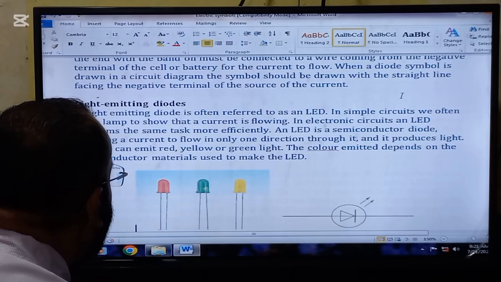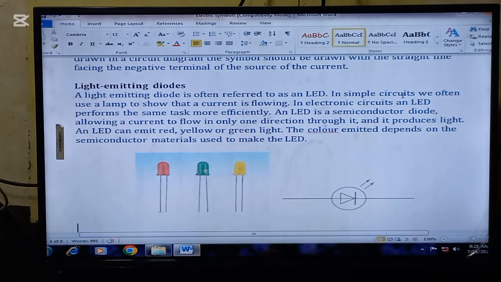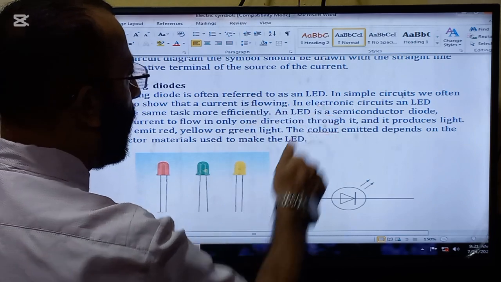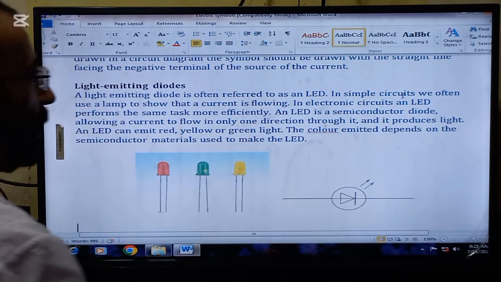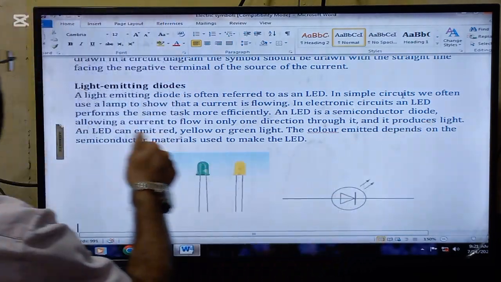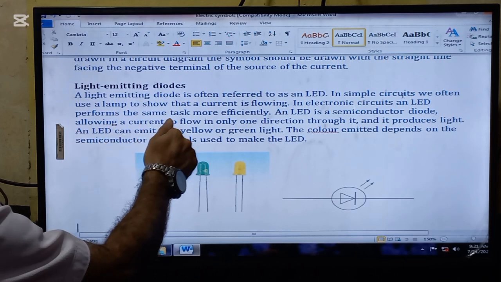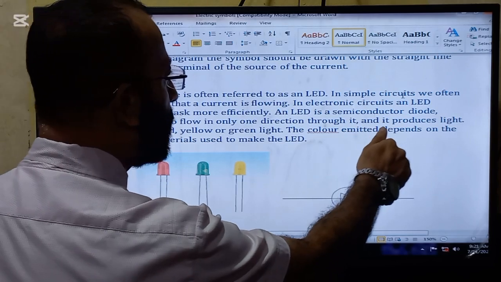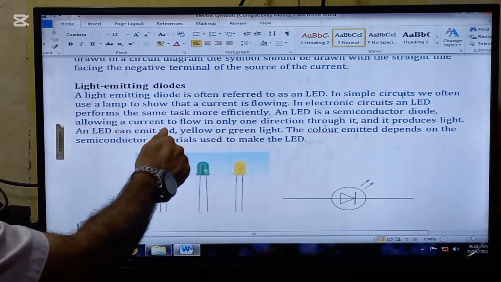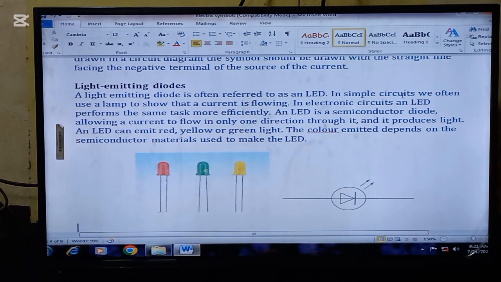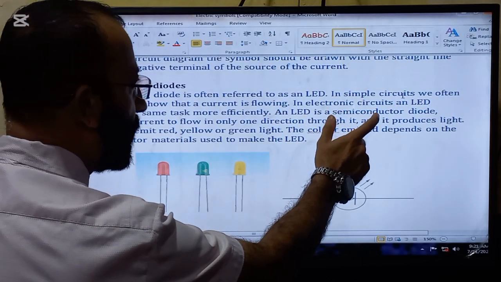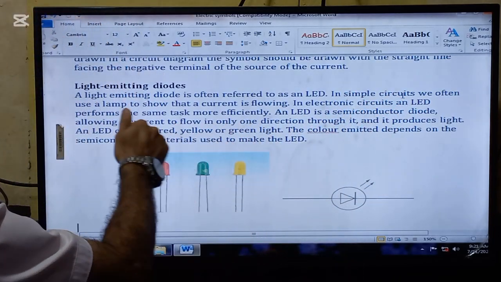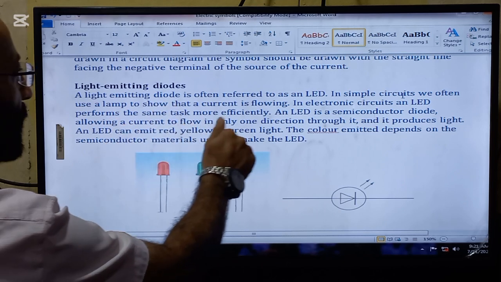Light emitting diodes. A light emitting diode is often referred to as an LED. In simple circuits, we often use a lamp to show that a current is flowing. In electronic circuits, an LED performs the same task more efficiently. So electronic circuits use LEDs, whereas simple circuits use a lamp to show that the current is flowing.